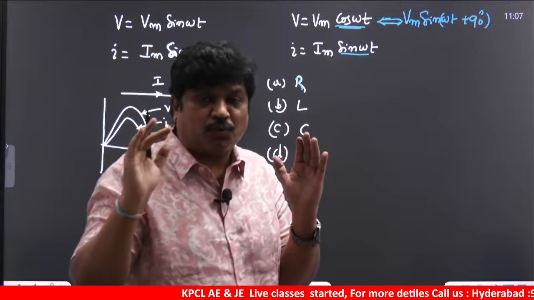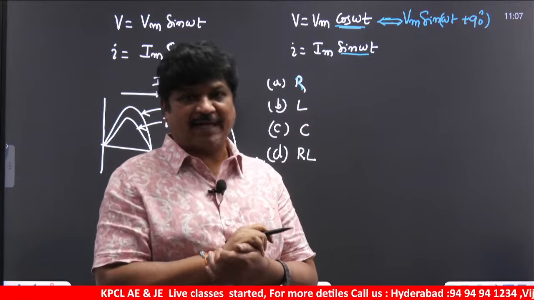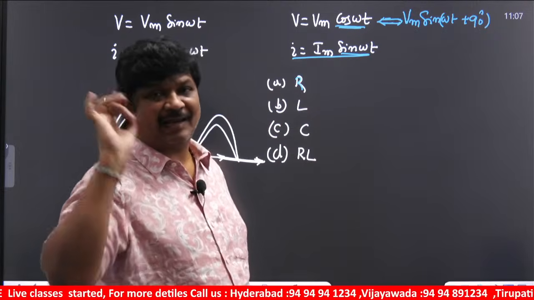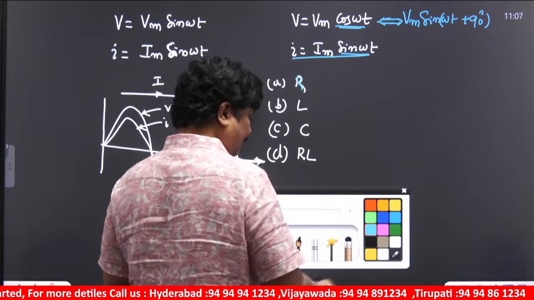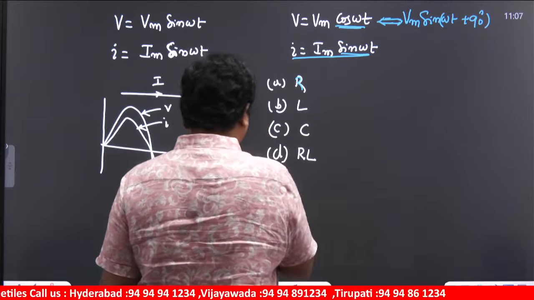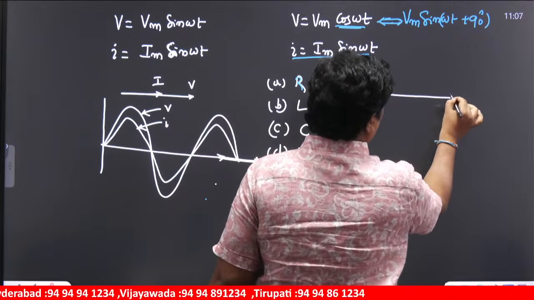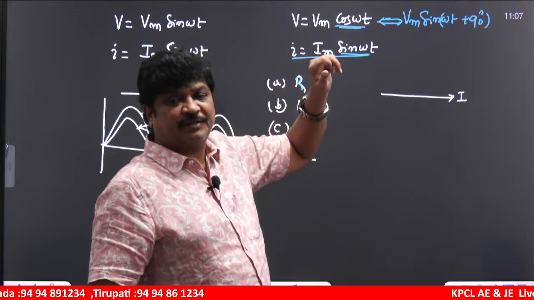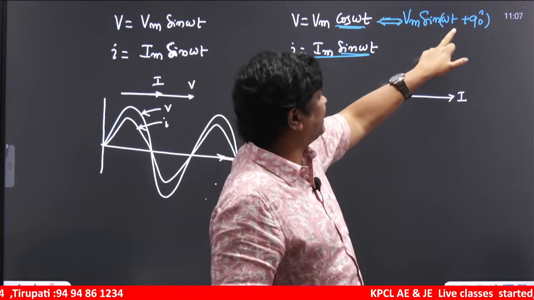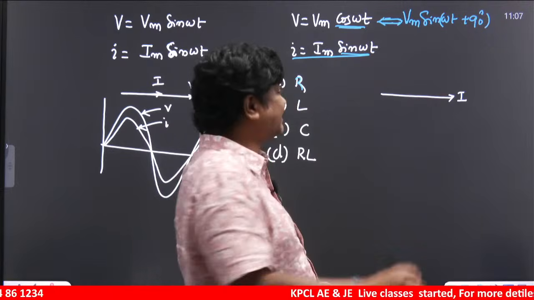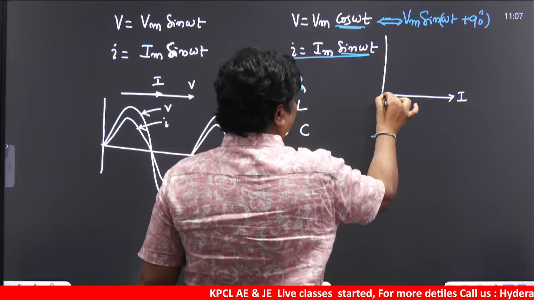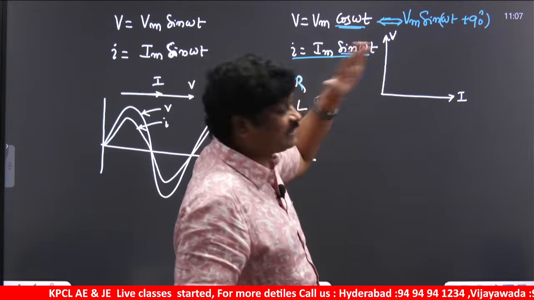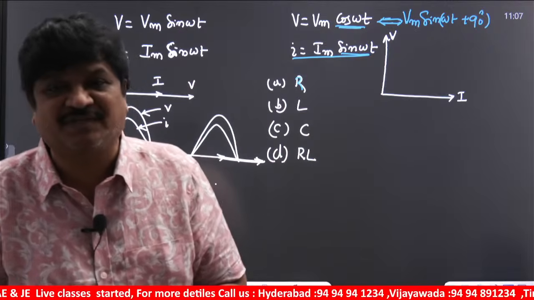Now, you try to draw the vectors. Where is your current? First, no angle. Hence, current has no angle. I can draw the current here. This is the current I. Now tell me, where is the voltage? Voltage is Vm sin omega t plus 90. Plus 90 means here. This is your voltage V. Voltage is here, current is here. Now tell me what is the nature of the circuit.